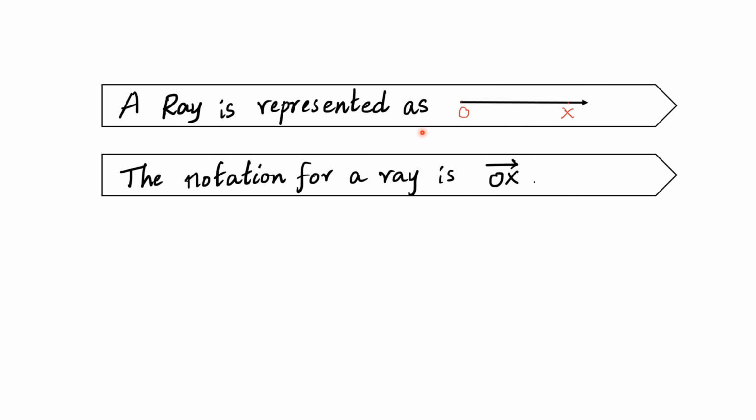A ray is represented like this. One endpoint and the other side it extends. So I have put an arrow mark. So OX. The notation for a ray is to write OX in capital letters, and on top of it, use the symbol of ray. So this is the notation for a ray. I think you have understood what a ray is.